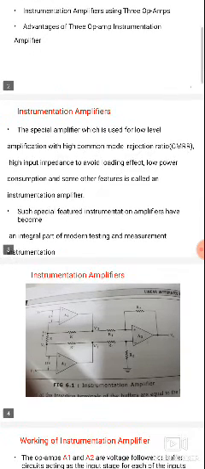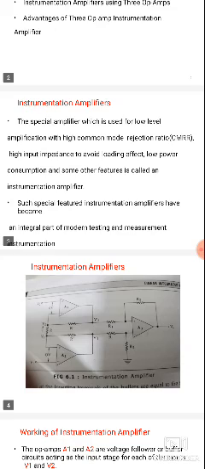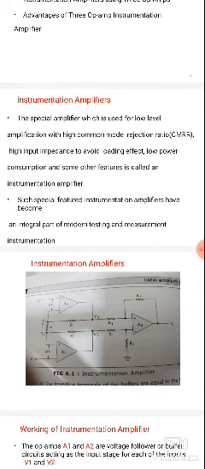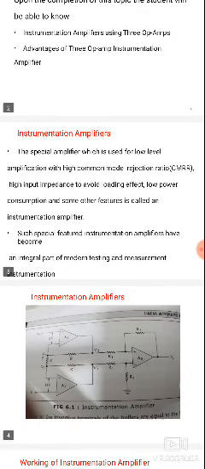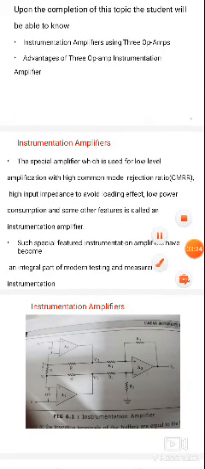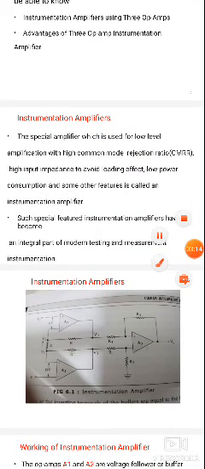The instrumentation amplifier amplifies only the inverting and non-inverting inputs, and it also eliminates the common mode signals present in the inverting and non-inverting terminals. That is, it rejects the common mode signal. So with common mode rejection we can get a highly accurate output. This is the main advantage of the instrumentation amplifier.